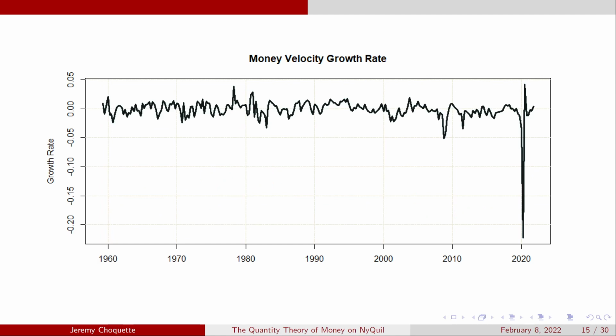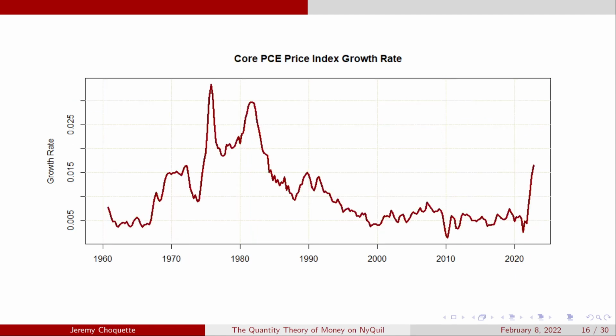Wow. Look at the way the growth rate in the money velocity dropped during the coronavirus pandemic. That was pretty bad. That's awful. All right, let's look at the core PCE price index growth rate, or the rate of inflation. Wow, would you look at that? Look at that inflation rate right around 2021 or so, leading into 2022. It's a pretty high inflation rate.